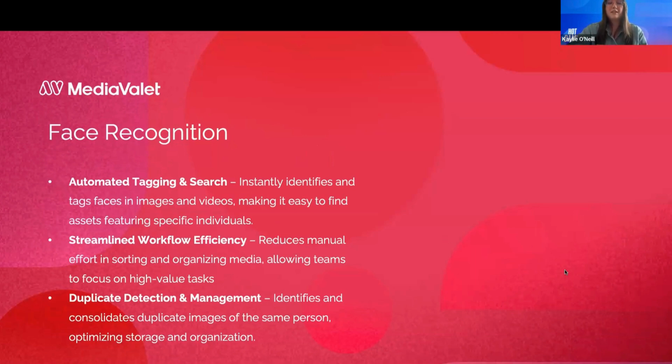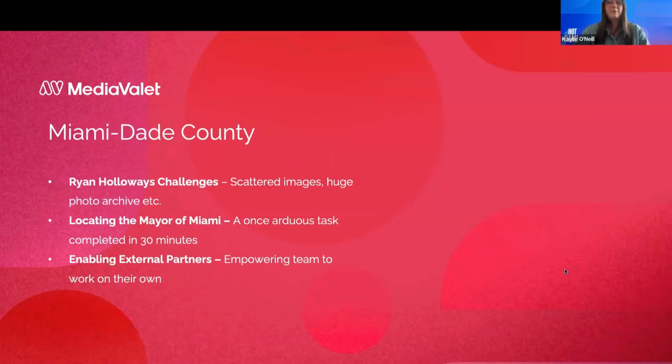Now, we can start off with a real-world example as well. We spoke with Ryan Holloway, the digital asset manager for Miami-Dade County. When he first took on the role, he faced massive challenges. Their images were scattered across multiple locations. Searching for specific people was a nightmare. Their photo archive was huge, with 65,000 plus images in just one category. Oh my God, I'm getting a headache just thinking about it.